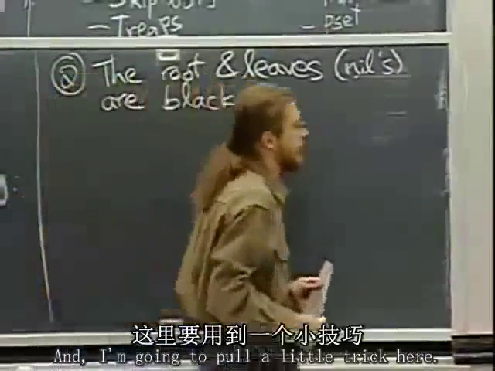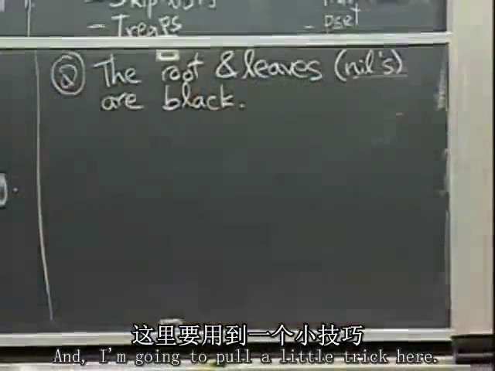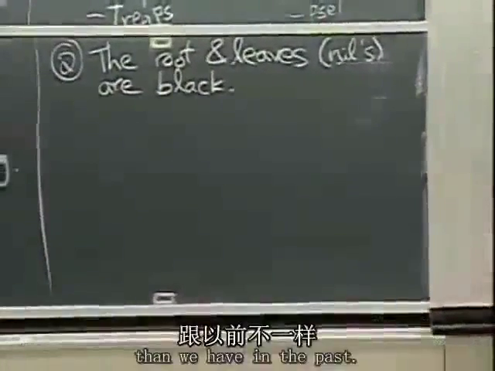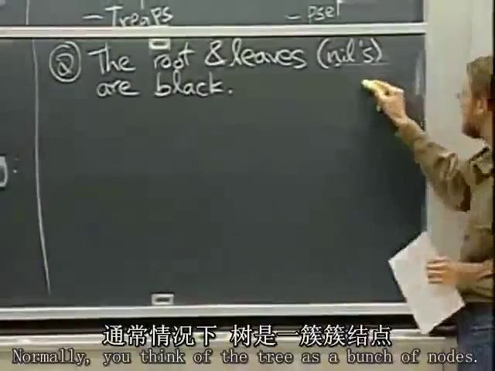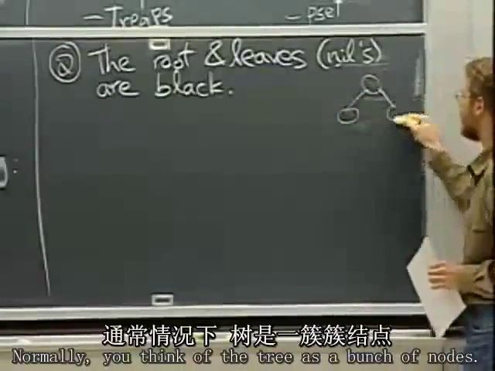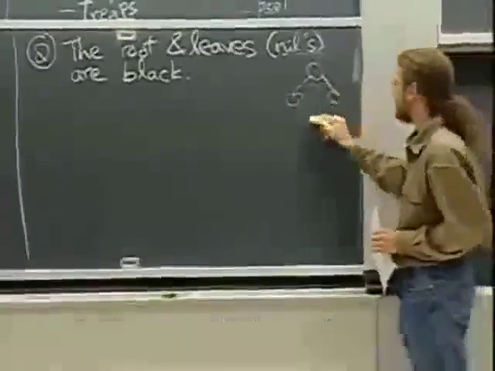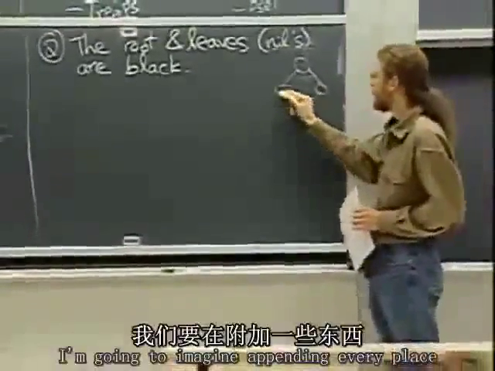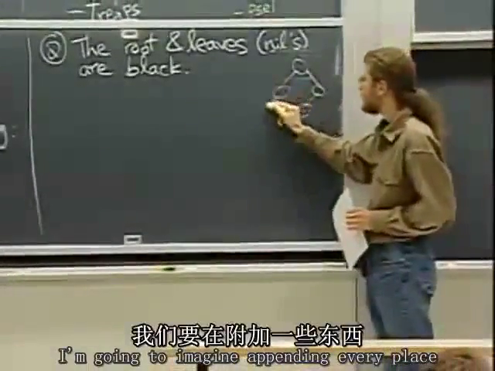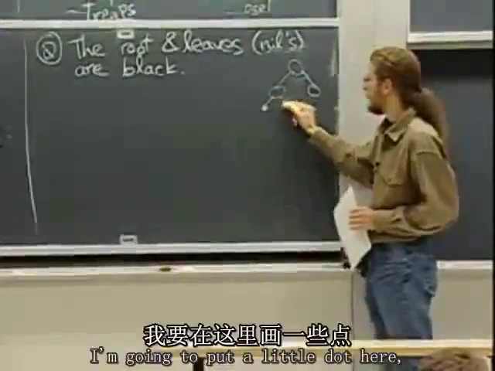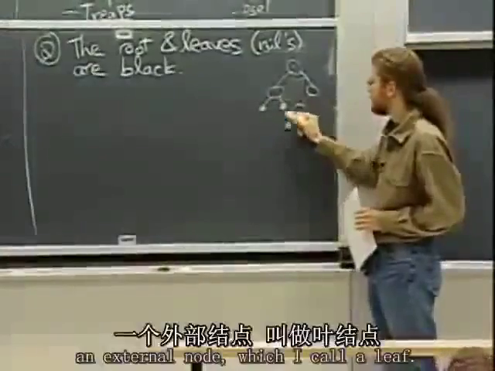And I'm going to pull a little trick here, or treat binary search trees a little bit differently than we have in the past. Normally you think of a tree as a bunch of nodes. Each node could have 0 or 1 or 2 children, something like this. I'm going to imagine appending every place where a node does not have a child. I'm going to put a little dot here, an external node which I call a leaf.